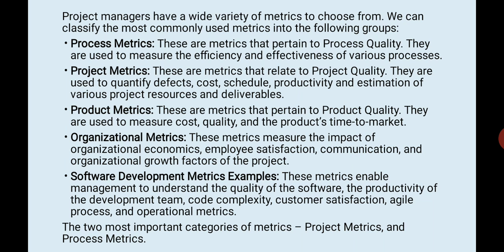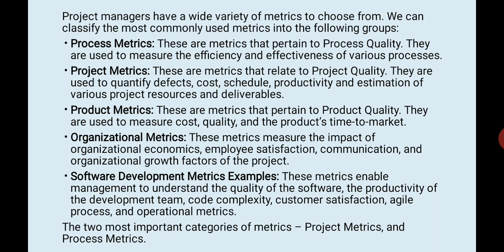Okay. Now, project managers have a wide variety of metrics to choose from, right? So we classify them into various groups. What are they? The process metrics, the project metrics, the product metrics, the organizational metrics, and software development metrics, for example. Okay, so we see them one by one. First is process metrics. These are metrics that pertain to process quality. They are used to measure the efficiency and effectiveness of various processes.